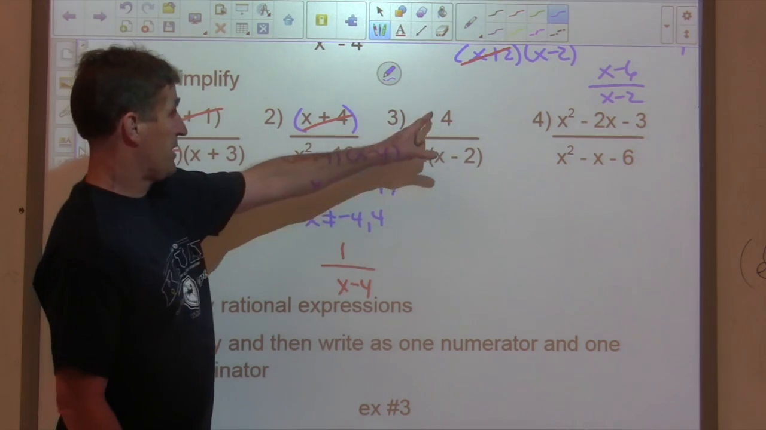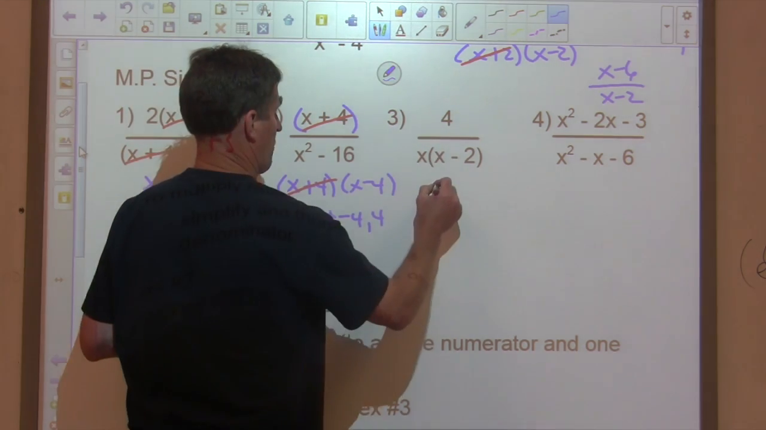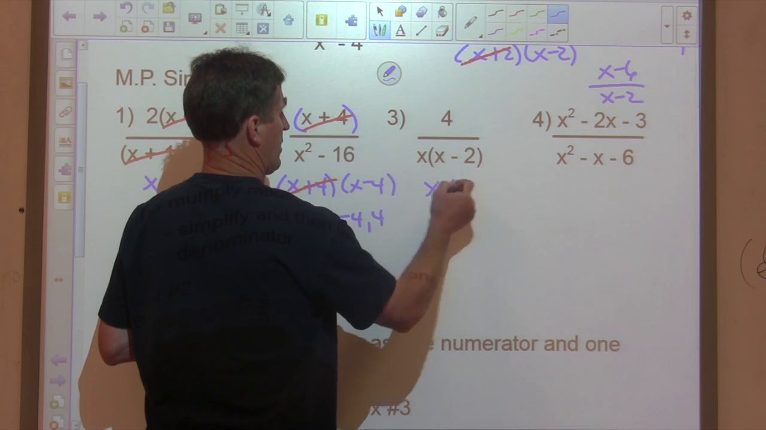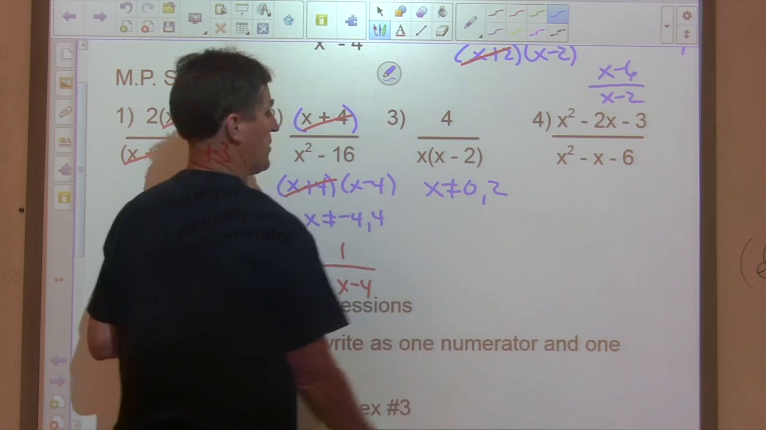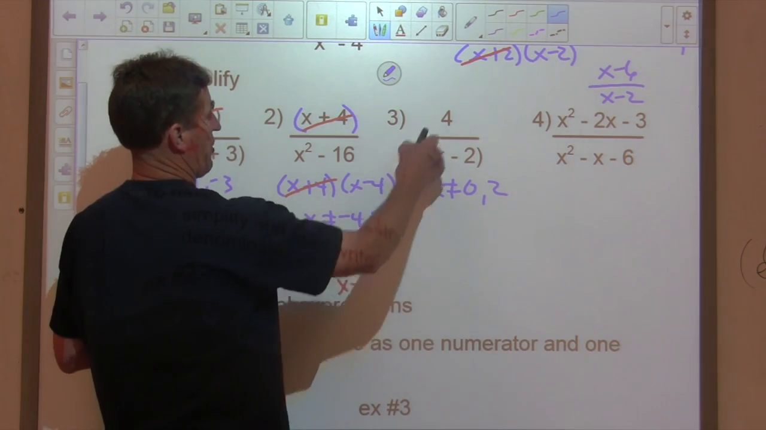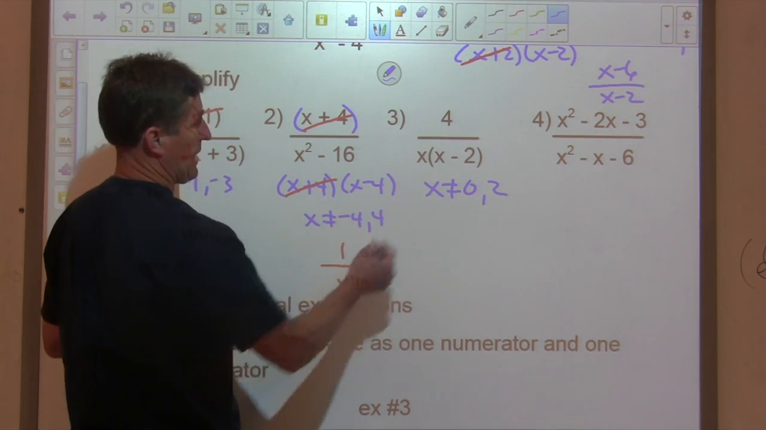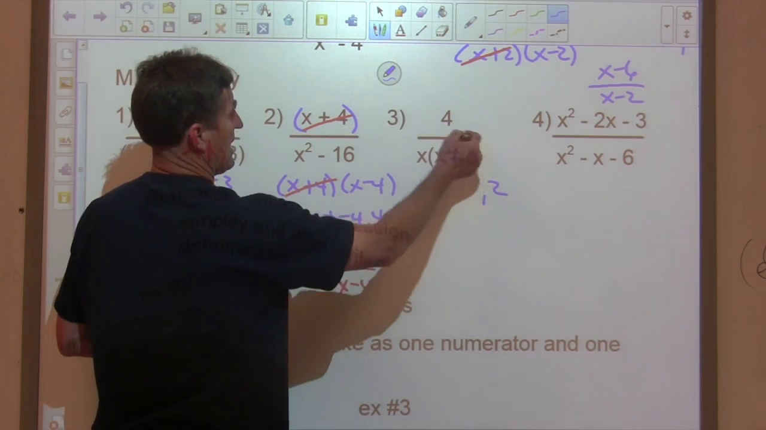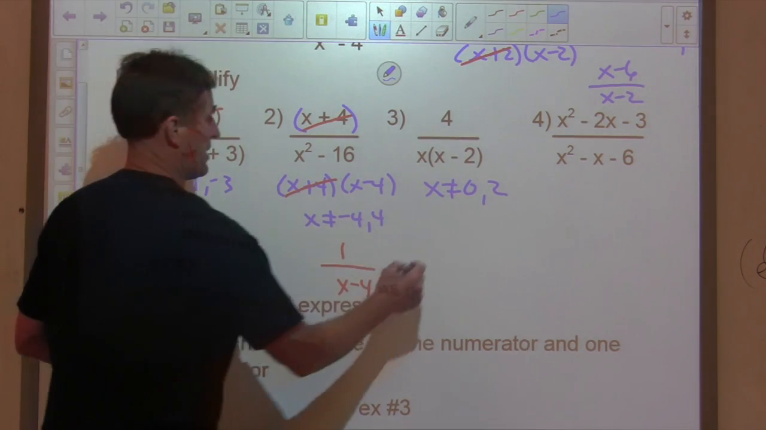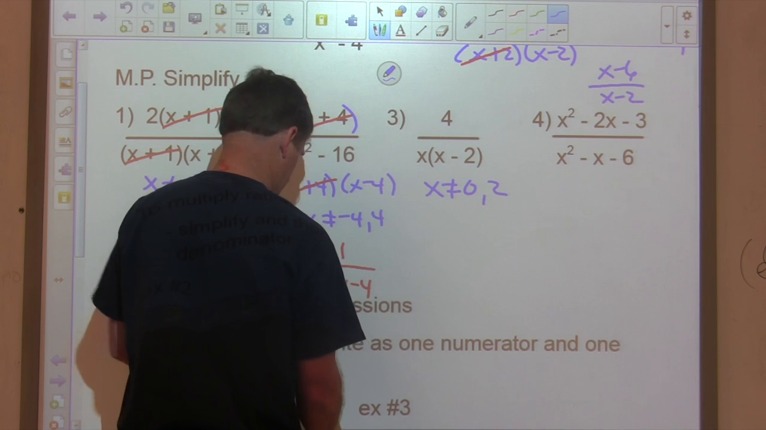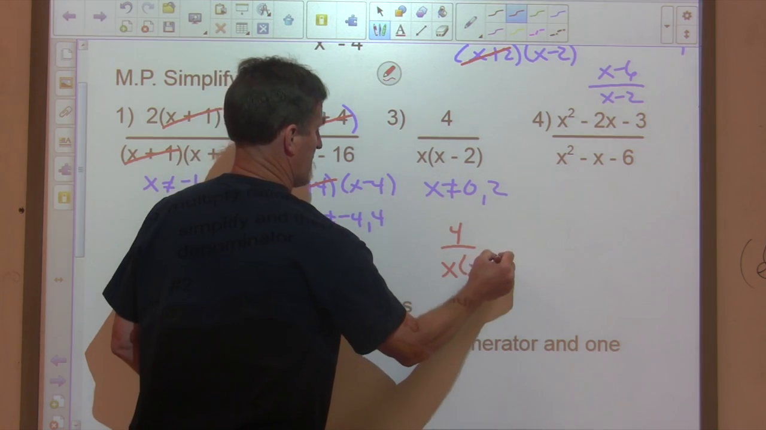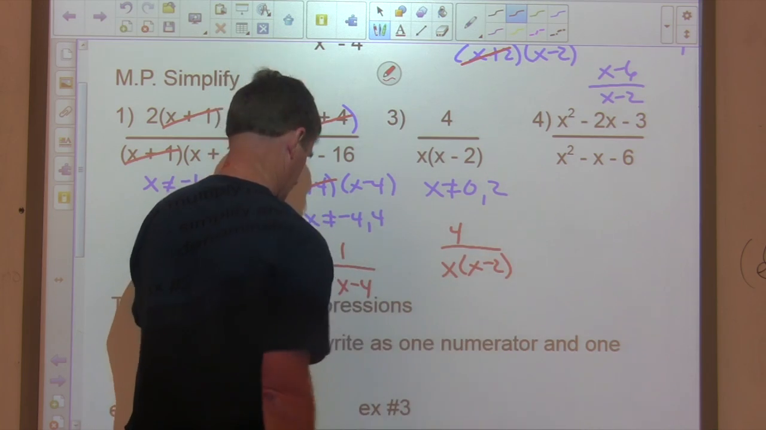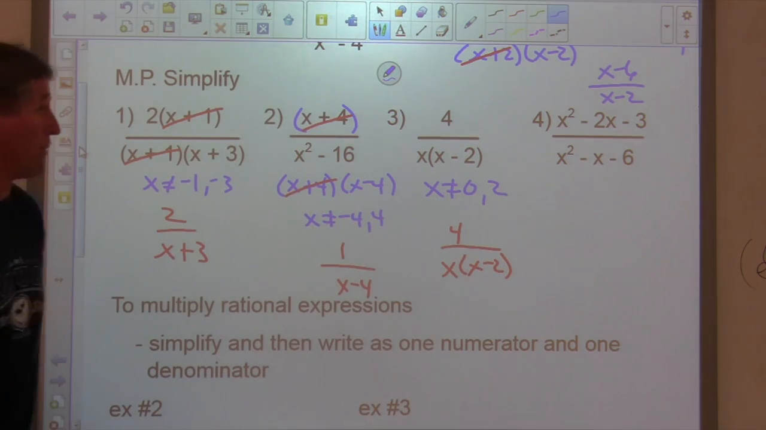The third one, it's already factored. So our restrictions would be x cannot equal what makes x equal to 0, which would be 0 and 2. And in this case, there are no factors on the top and bottom the same. I can't take 2 into 4 because it's got something added or subtracted to it. So that should have been just 4 over x times x minus 2. And you're done. So there's nothing to do on that one.